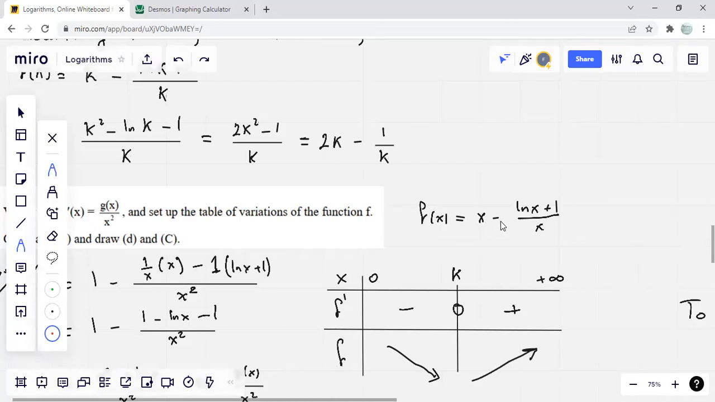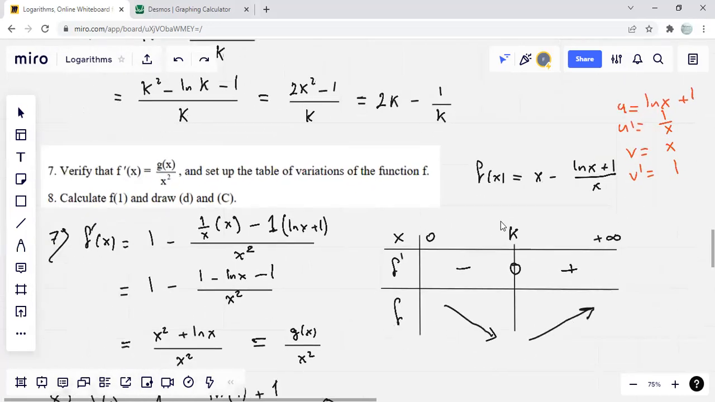We have u over v, and its derivative is u prime v minus v prime u over v squared. So here we take u equal to ln x plus 1, so the derivative is simply 1 over x. Then the derivative of 1 is 0. v is equal to x, so v prime is equal to 1. Okay, and we substitute them here. What is the rule again? It is u prime v minus v prime u over v squared.